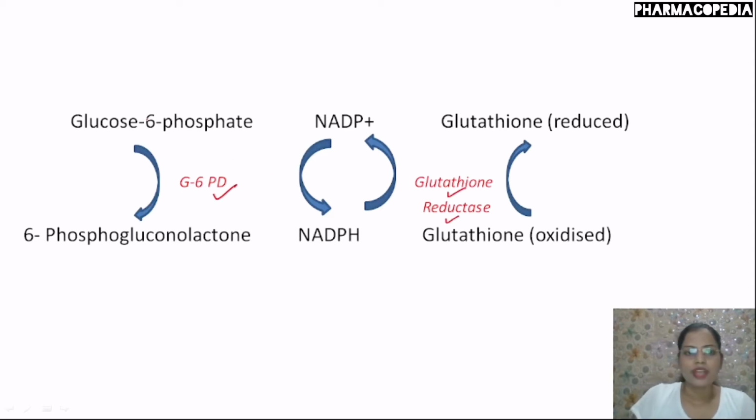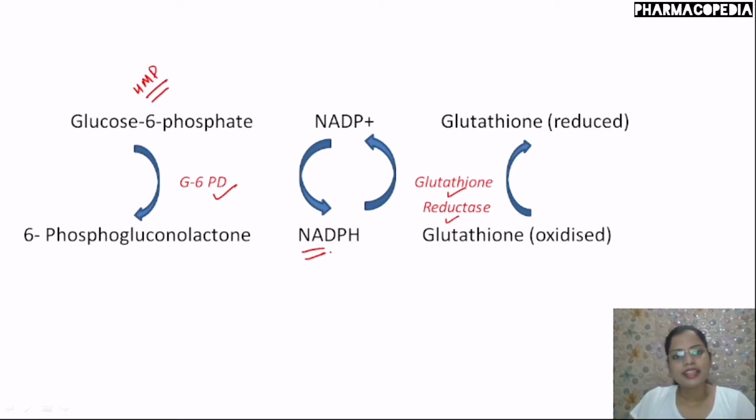So what happens in the HMP shunt pathway? Glucose 6 phosphate is converted to 6 phosphogluconolactone, okay? In the presence of the enzyme G6PD, very simple. But during this process, NADPH is formed. Very simple. What happens during this process? NADPH is produced, okay?